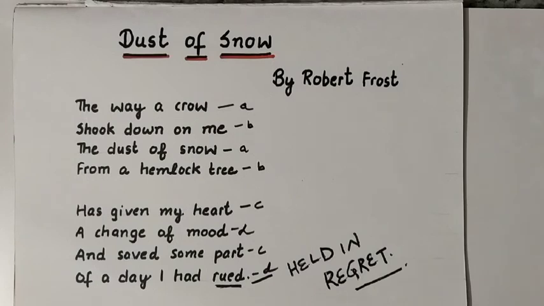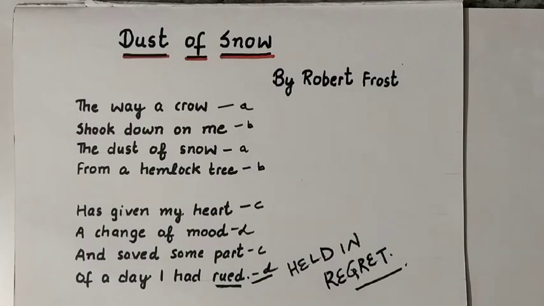And when the crow made some kind of movement on the branch of the hemlock tree, because of that movement, some snow which had accumulated on the branches of the tree fell on our poet, Mr. Frost. Now, the process of snow falling on Mr. Frost had a magical effect on him. Magical in which sense? Magical in the sense that he was completely transformed. His mood changed. He became much happier. He felt much better.